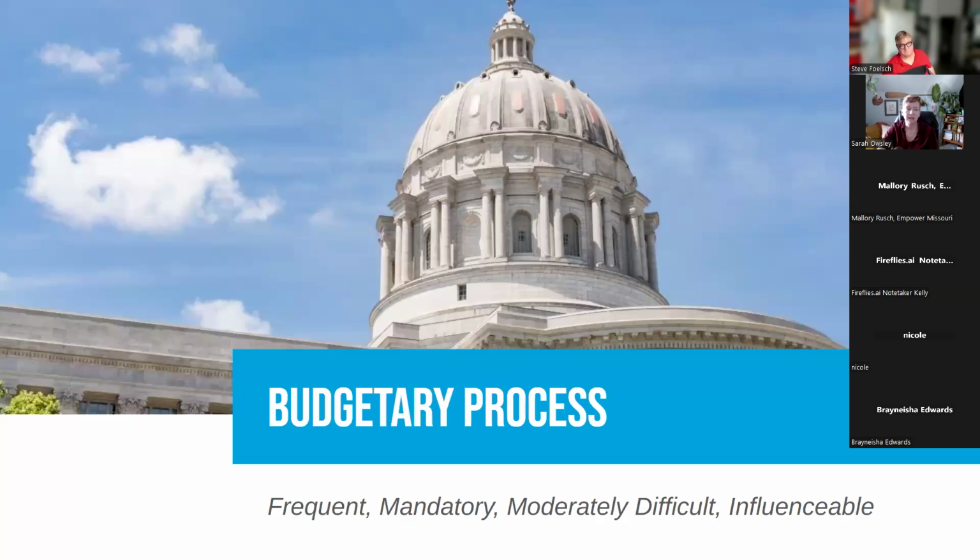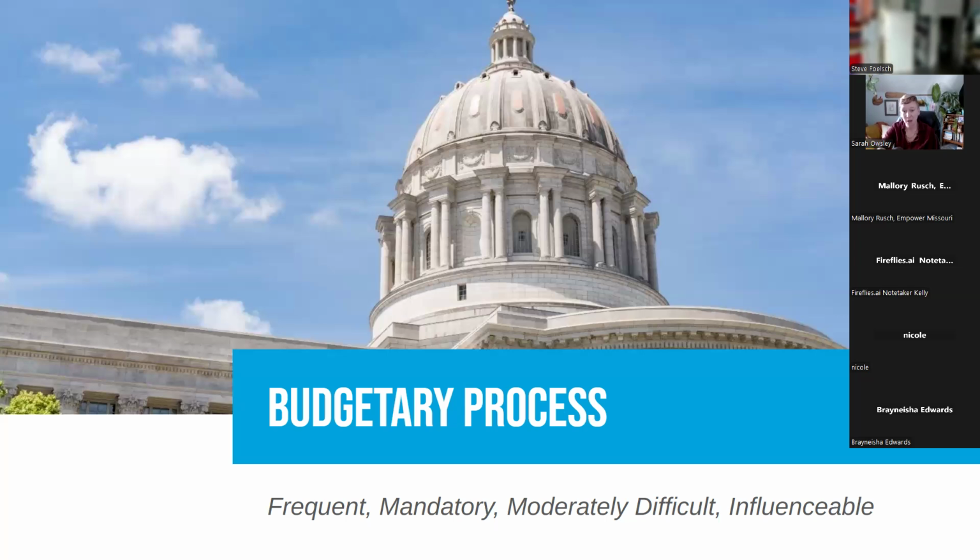So as an intro, the budgetary process happens every year, so it's pretty frequent. It's mandatory. We have to have a budget or something has to happen with our money. We'll talk a little bit about what it looks like when we don't have a budget and how we've all been influenced by that in the past several years. It's moderately difficult to influence. We go through our lawmakers to do that, and so sometimes they listen, sometimes they don't.